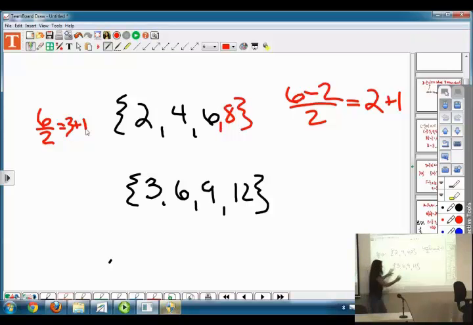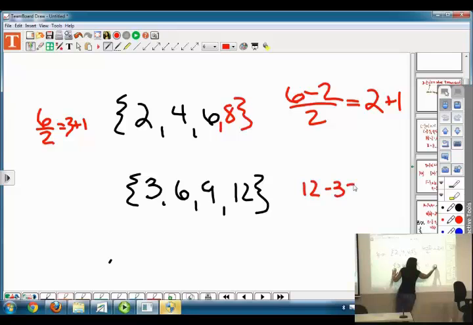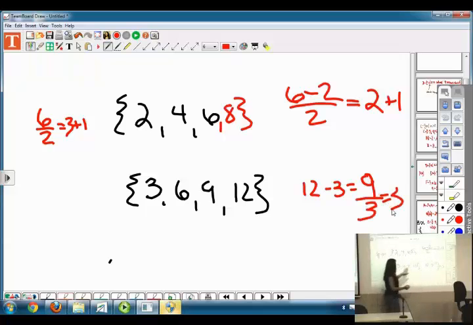Right? 12 minus 3 is 9. Why did I divide this one by 2? Because they go up by 2. What does this go up by? Which should I divide it by? Okay. And that equals 3. But I have 4. So what do I do? Add 1.